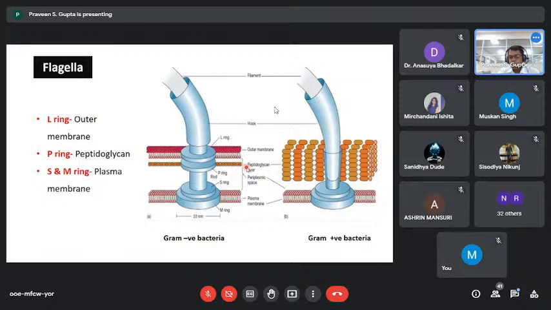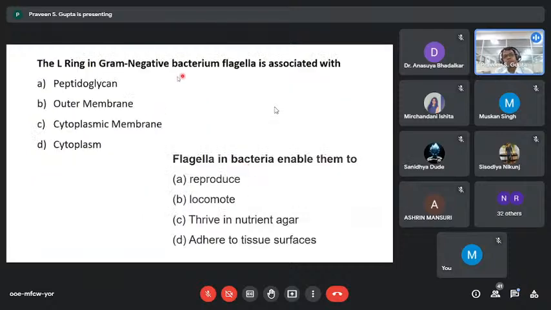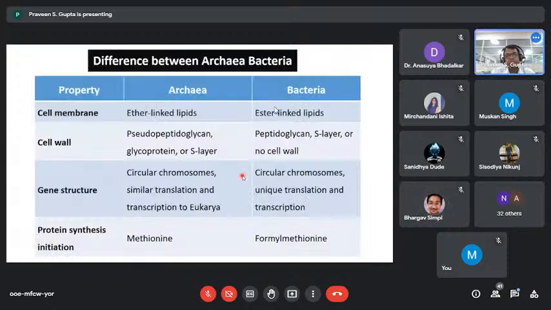Okay. Now moving towards questions again. The L ring in gram negative bacteria is associated with... this answer is also easy to understand. Just now we observed that L is part of gram negative, present in the outer membrane. And flagella in bacteria enable them to... the flagella is associated with, I just said it, locomotion. Yeah, very good, locomotion.